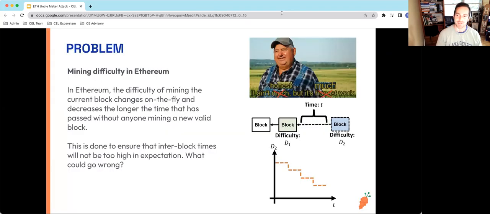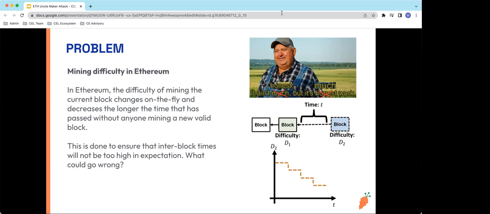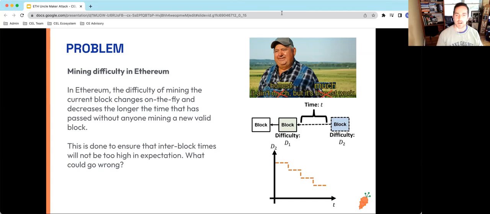So what their actual problem was, and I love this image that they created on their Medium page, it's spectacular. We want to go over the mining difficulty in Ethereum. Just real quickly, in Ethereum, the difficulty of mining the current block changes on the fly and decreases the longer the time that has passed without anyone mining a newer valid block. This ensures you have a certain amount of difficulty, or overhead, to make sure the block being proposed is well and good. This is done to ensure that interblock times will not be too high in expectation. So what could actually go wrong there?